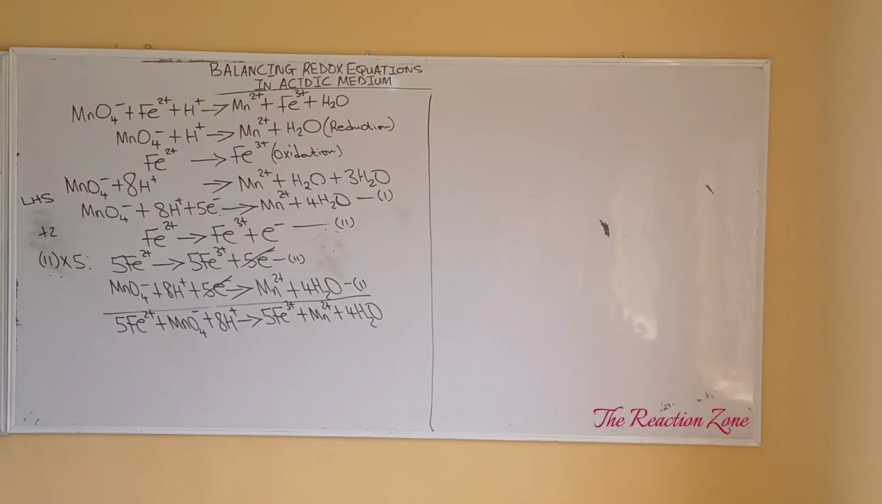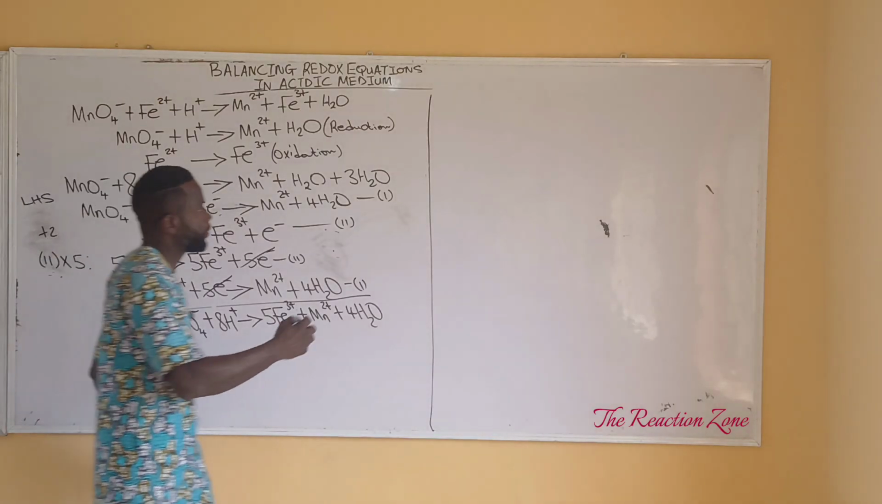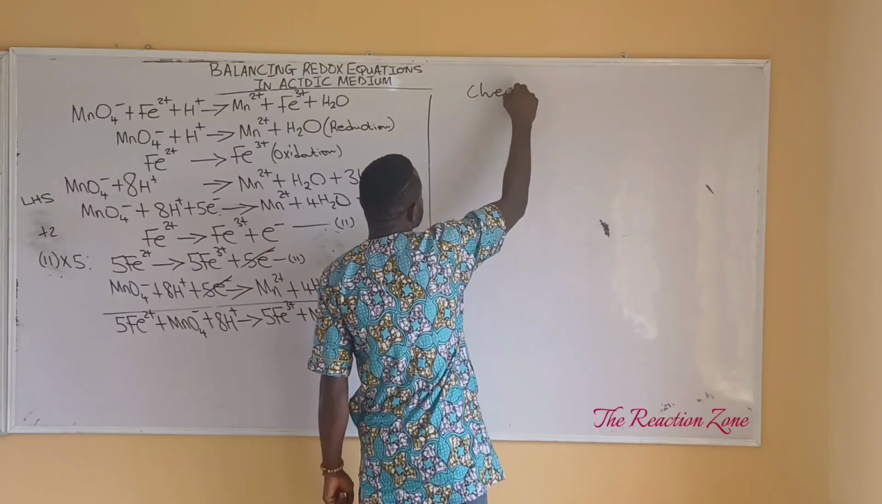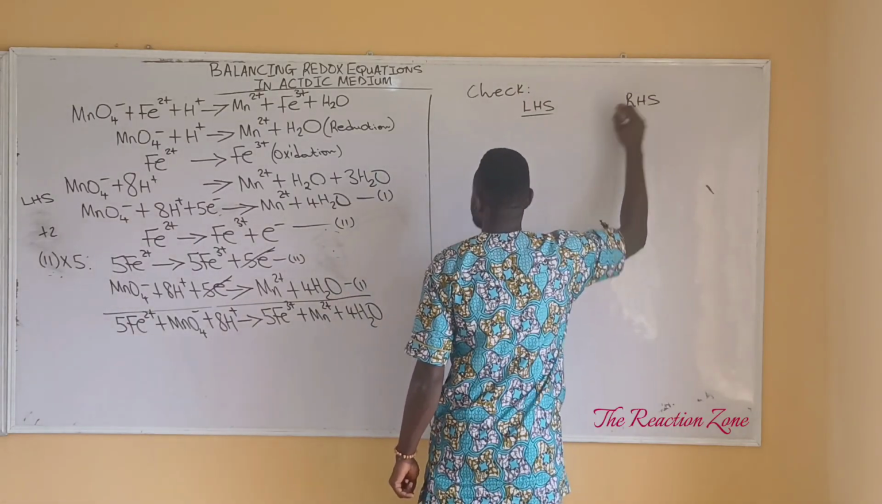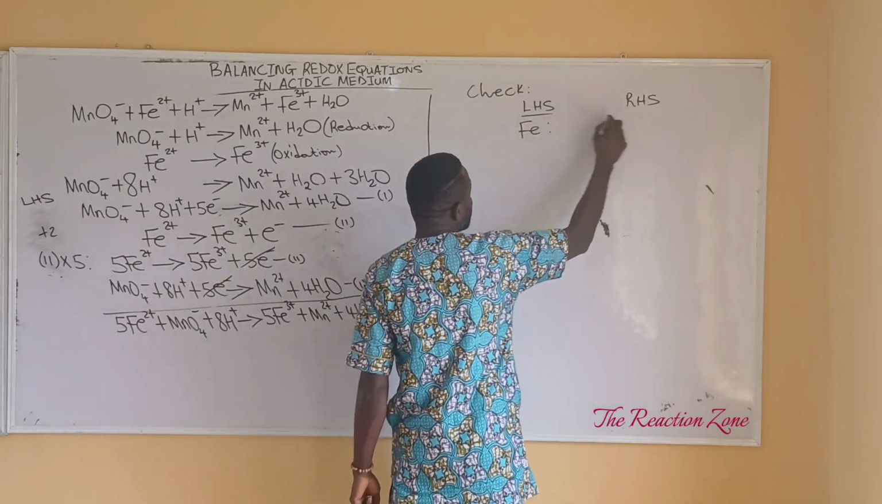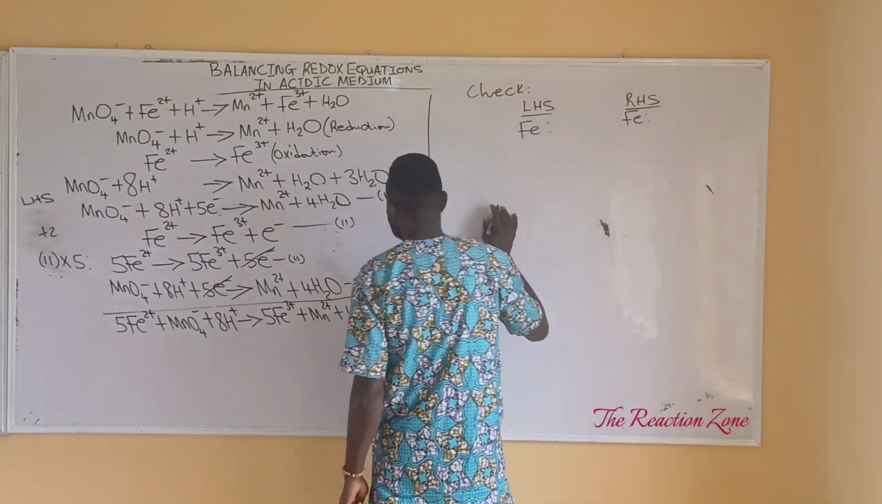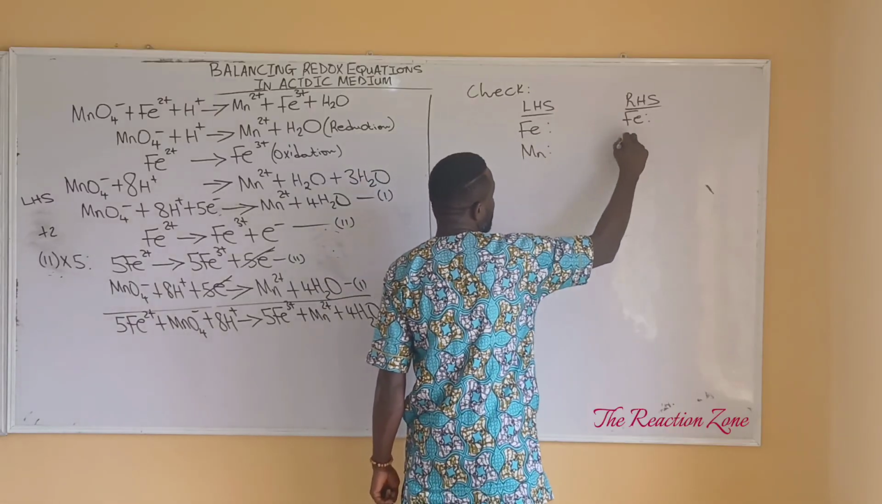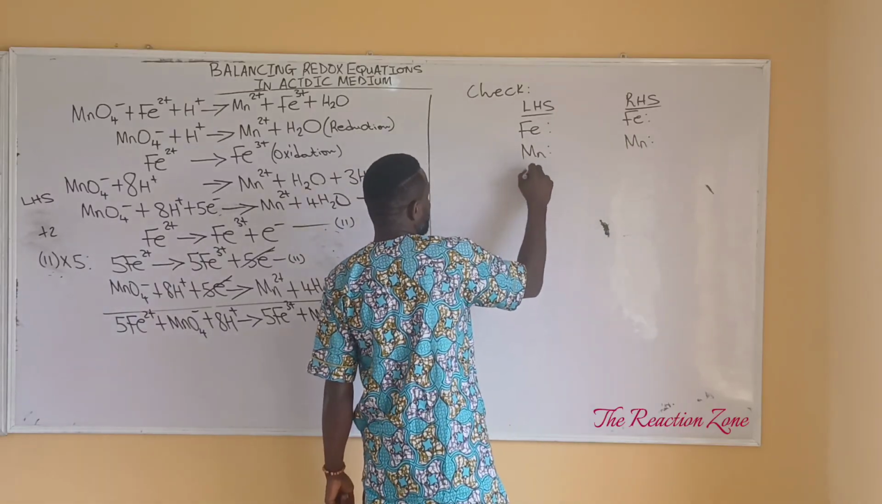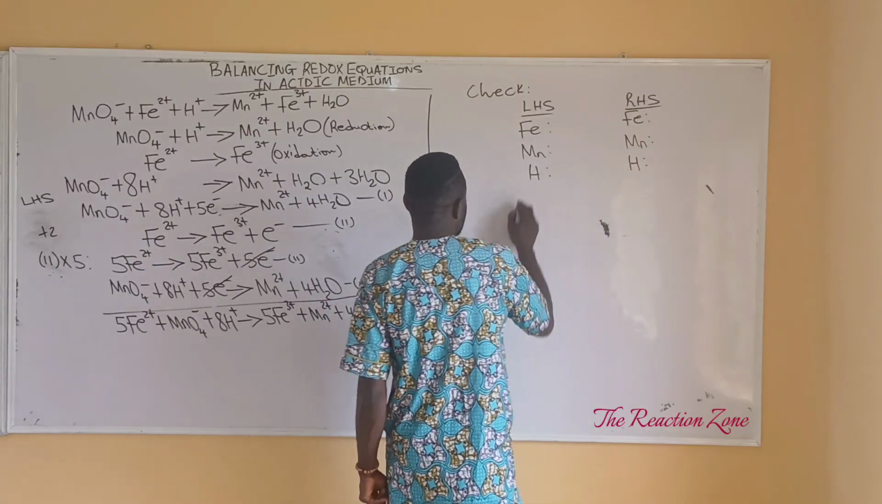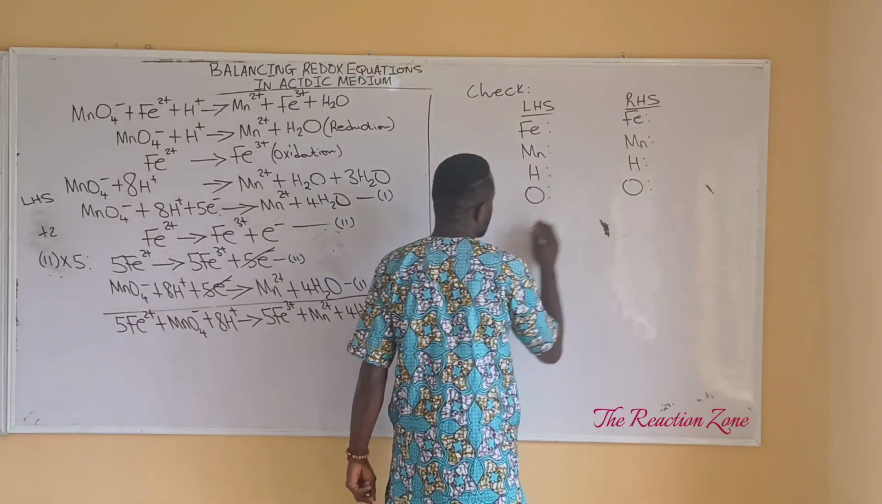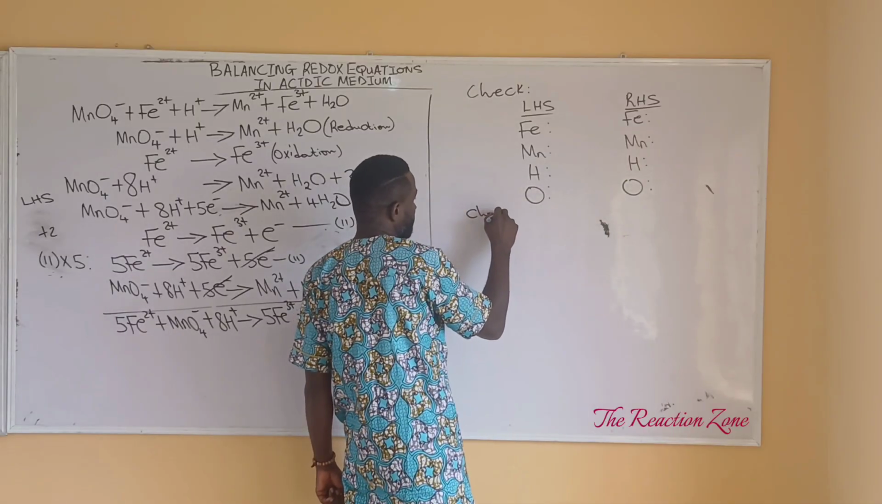To check if the atoms on both sides as well as the charges on both sides are balanced, let us list the atoms. Check. Left hand side, right hand side. So we have iron here on the left, we also have iron on the right. We have manganese on the left, we have manganese on the right, we have hydrogen on the left, hydrogen on the right as well. We have oxygen on the left and the right, and then charges.